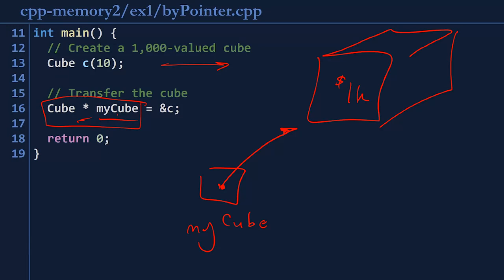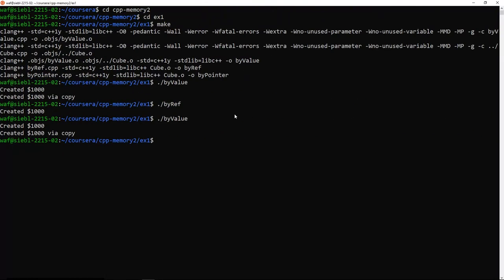So just like the by reference, we expect by pointer to only create one cube that is $1,000. Let's see if that holds true. Running /by pointer, we see that it creates exactly $1,000. Awesome. That's what we expect.